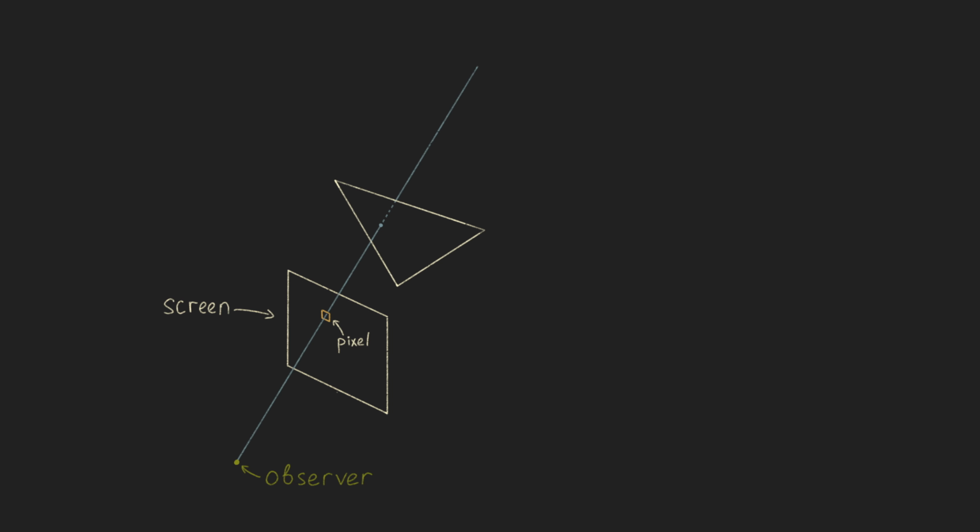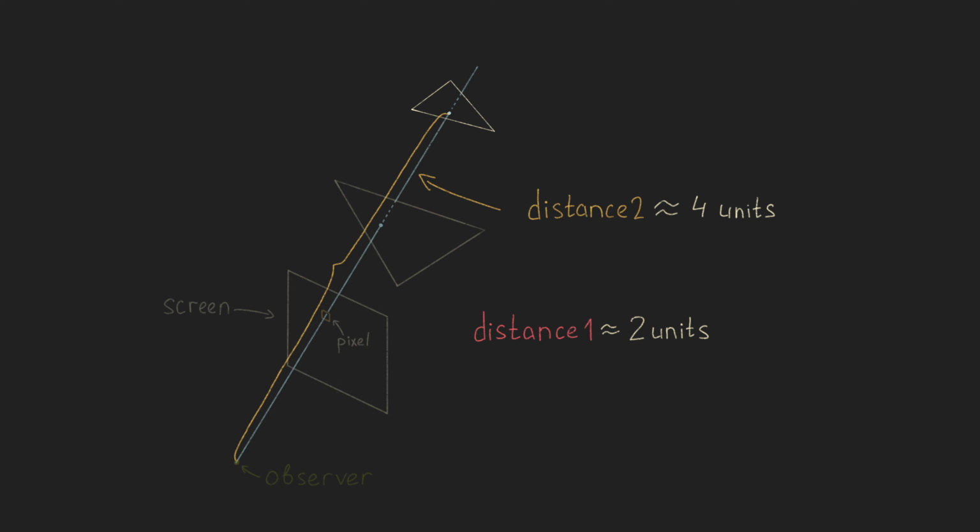We can fix it. We want to draw this pixel. And this pixel is a part of this triangle. We can save the distance between the triangle and the observer. If we have another triangle that is projected to the same pixel, we check the distance again. And don't draw it if the distance is bigger.